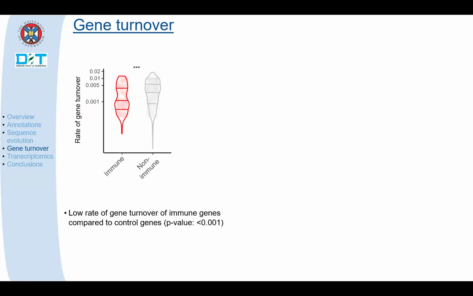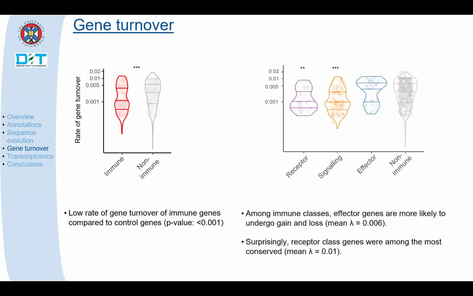The effect will be drastic from the immunity point of view. Now, when I break this down by function classes, the picture gets more interesting, and we find that receptor and signaling genes have a lower rate of gene turnover than non-immune genes, which is expected because overall immune genes have a lot less gene turnover. But effector genes, which include the antimicrobial peptides, have a comparable rate of gene turnover to the non-immune genes.